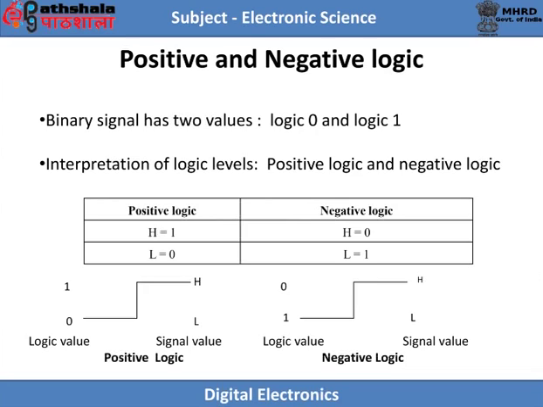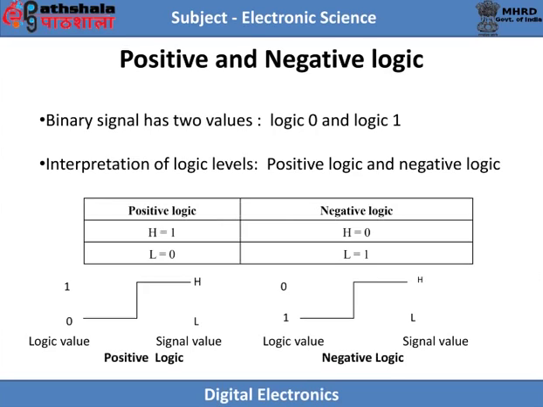One value must be higher than the other, since the two values must be different in order to distinguish them. The higher level is assigned as H and the lower level as L. There are two choices of logic value assignment. Choosing the high level H to represent logic 1 defines positive logic. Choosing the low level L to represent logic 1 defines negative logic.